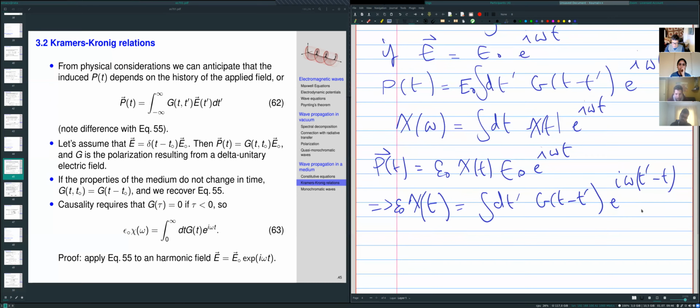All right, so I've got this integral going from minus infinity to plus infinity. And then I think I should make a change of variables.